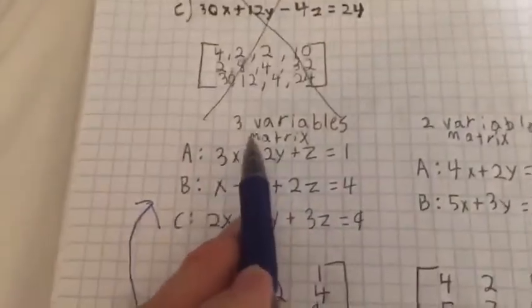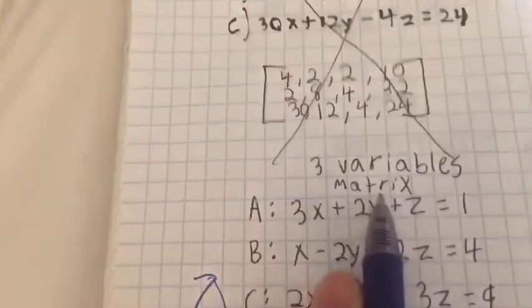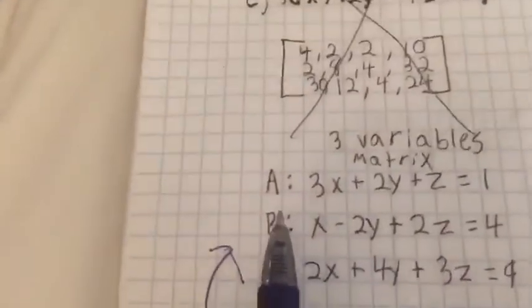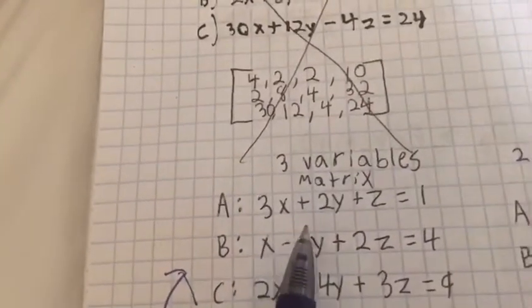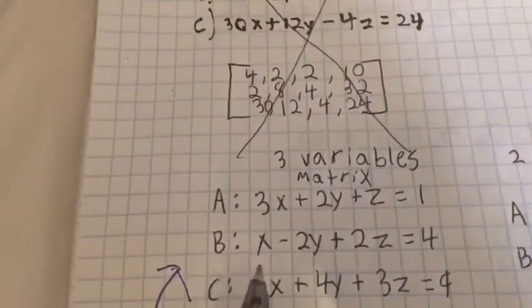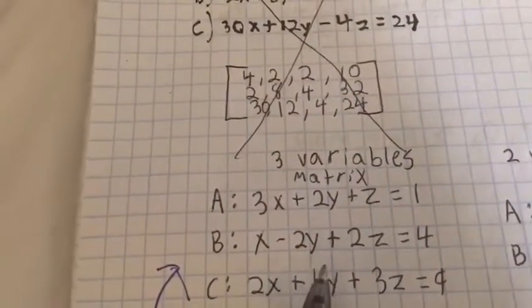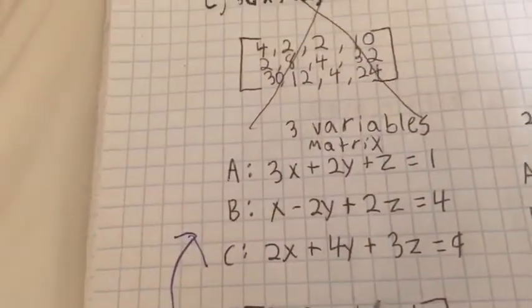We're going to be learning about the 3 variable matrix, and then we're going to be going through the 2 variable matrices. So right here I have the first equation, which is the A equation. This is 3x plus 2y plus z equals 1. Then we have the B equation, which is x minus 2y plus 2z equals 4. Then we have equation C, which is 2x plus 4y plus 3z equals 9.